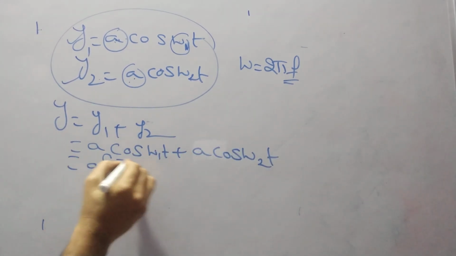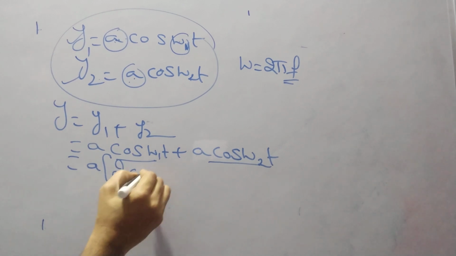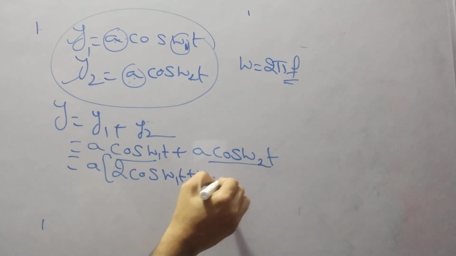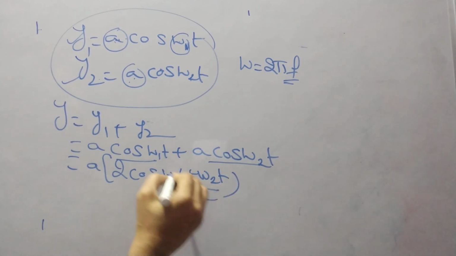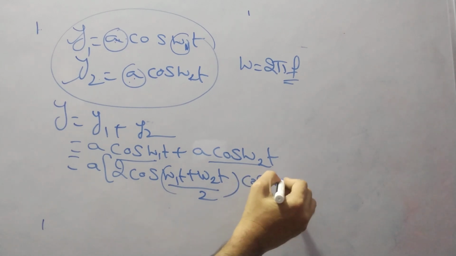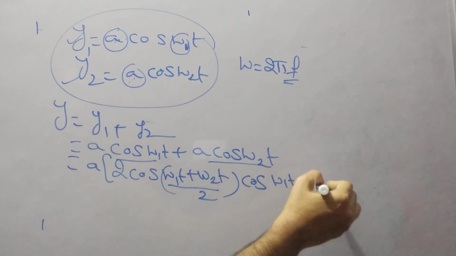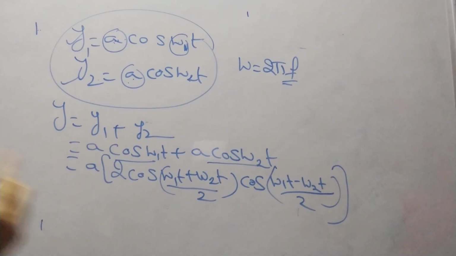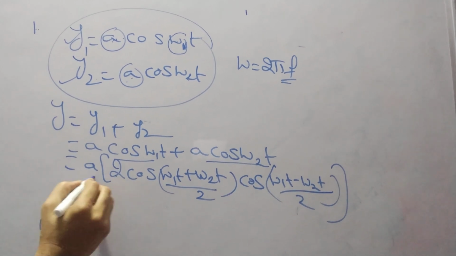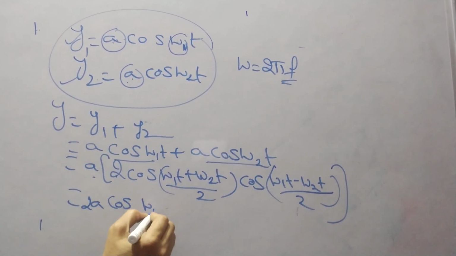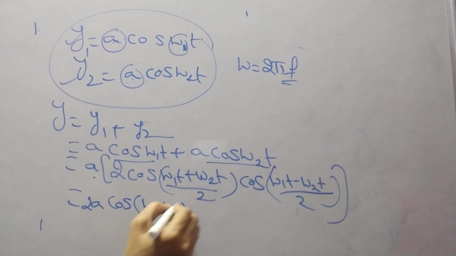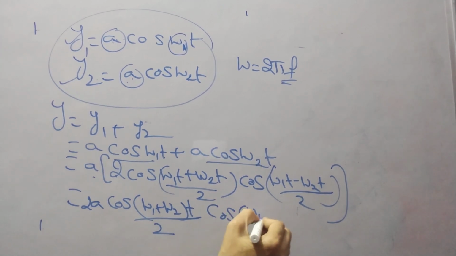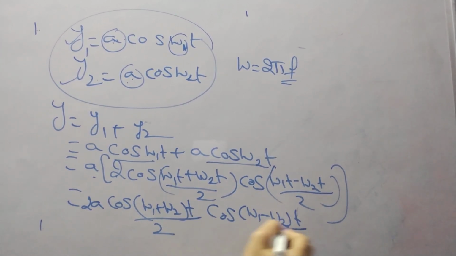So, a into cos C plus cos D. The standard formula in mathematics is cos C plus cos D equals 2 cos of (C plus D) by 2 times cos of (C minus D) by 2. Now with a and a, this gives 2a cos of (omega 1 plus omega 2) t by 2 times cos of (omega 1 minus omega 2) t by 2.